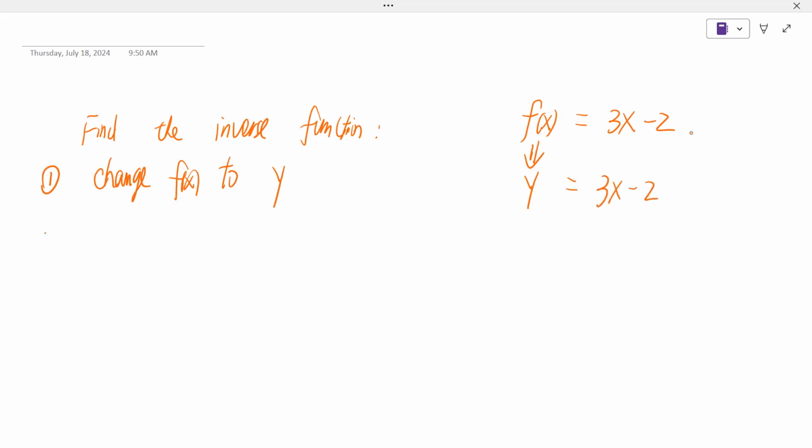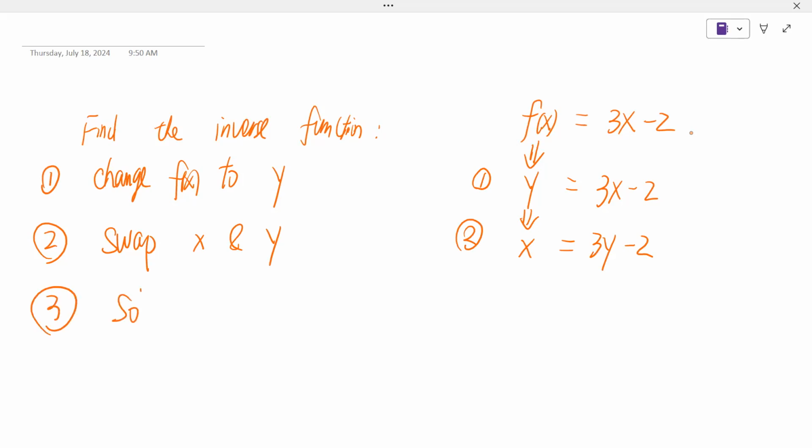The second step, you're going to swap x and y, meaning x becomes y and y becomes x. Now it's step 1, step 2. Now y becomes x, then x becomes y. Now step 3, solve for y. So in this case, we get the inverse function, but y is not by itself yet. So you're going to get y by itself.